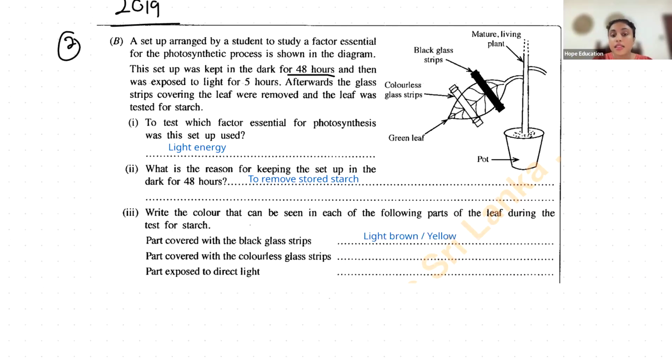Where colorless glass strips were placed, what is the color you can see? Yeah, dark blue or purple. What about the part exposed directly to light? Yeah, dark blue or purple.